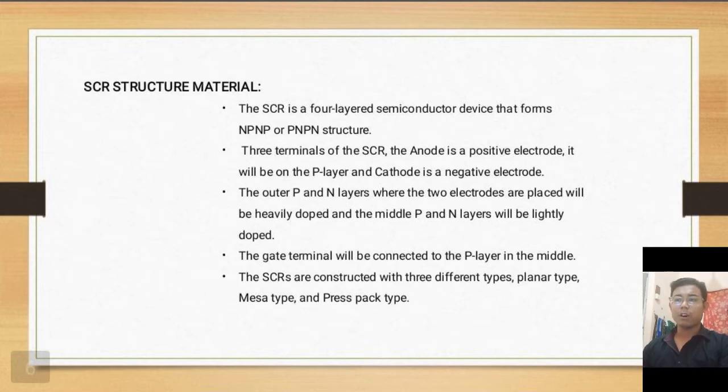3 terminals of the SCR. The anode is a positive electrode. It will be the P layer. The outer P and N layers, where the 2 electrodes will be heavily doped, and the middle P and N layers will be lightly doped.